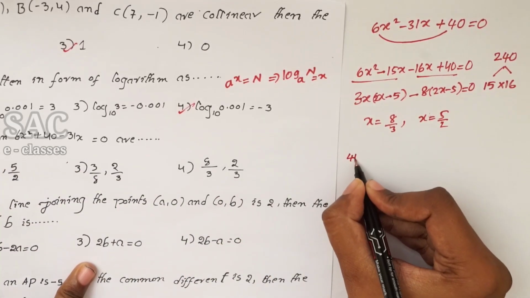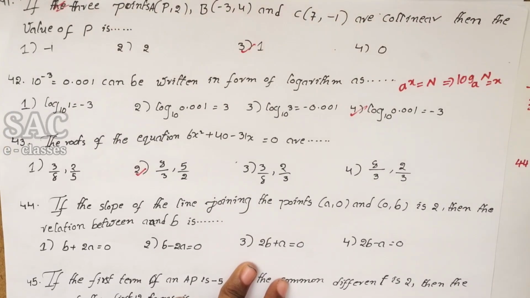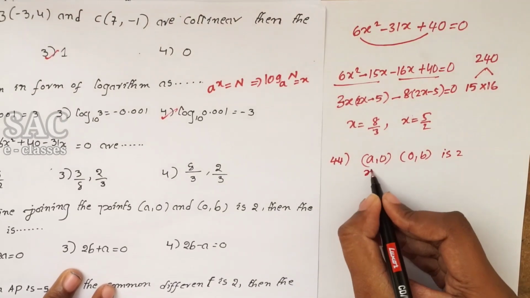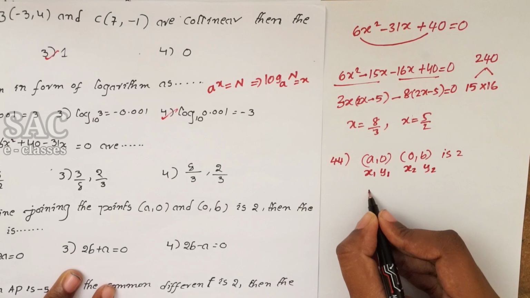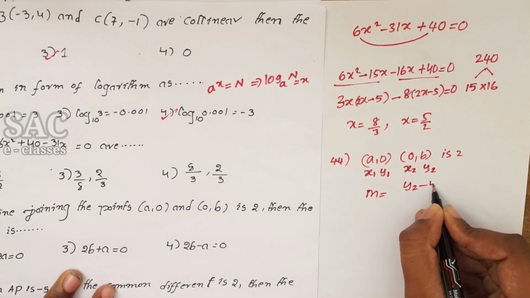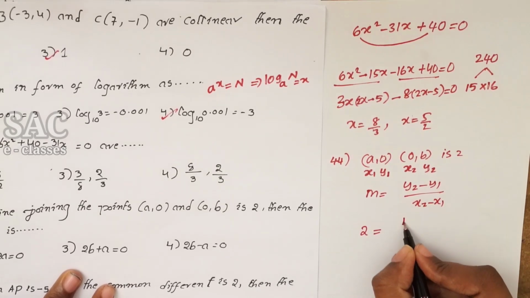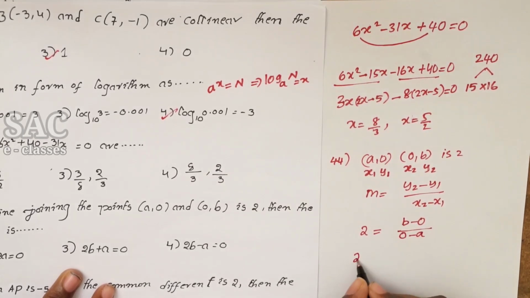Next, look at problem number 44. If the slope of the line joining the points (a, 0) and (0, b) is 2, they are asking you to find the relationship. Let us take the first point as x1, y1 and the coordinates of the second point as x2, y2. M is equal to y2 minus y1 by x2 minus x1. The slope is 2, so y2 minus y1, b minus 0, by 0 minus a. 2 equals b by minus a. Do cross multiplication: b equals minus 2a. So b plus 2a equals 0.